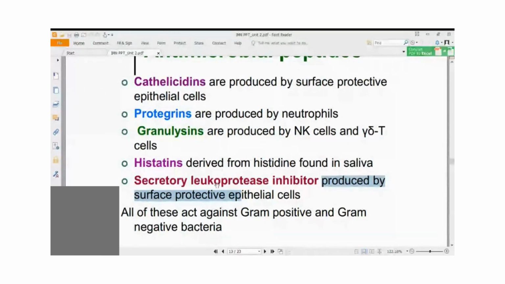Okay, so therefore, the word first was coined because they were found produced by the macrophage and the neutrophils. They got the name leukoprotease because they are proteases, a type of enzyme capable of causing proteolysis. But they found that they are also present on the secretory surfaces of the epithelial cells. Therefore, they combined that leukoprotease with secretory and called them secretory leukoprotease. Okay, and the word inhibitor comes because they are capable of causing all proteolytic digestions and inhibit the protein action.